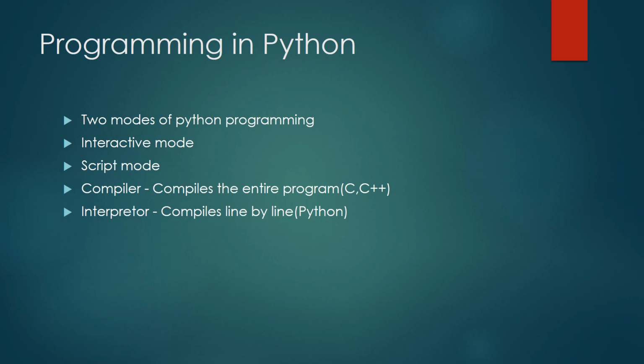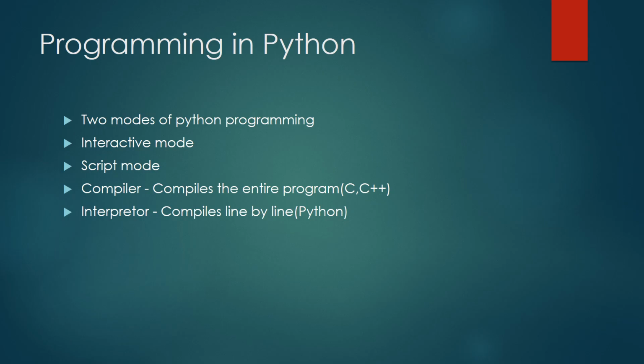Here you must know about compiler and interpreter. In C++ we are using a compiler. The compiler converts the entire program. Only after typing the entire program, the compiler will convert it. It is used in the C compiler and C++ compiler. But in Python, we are using an interpreter. The interpreter compiles line by line. Each and every line will be compiled. Line by line it will compile and get the answer.